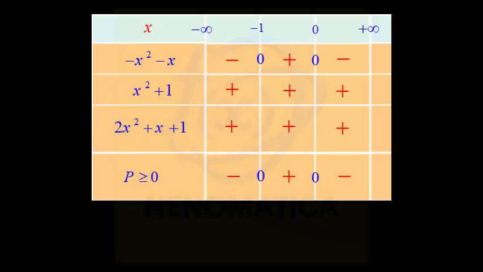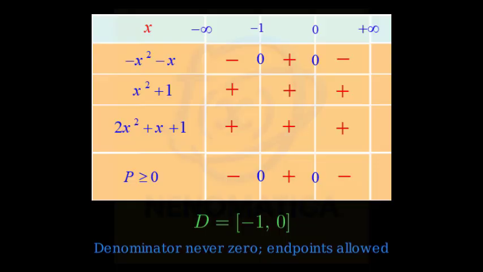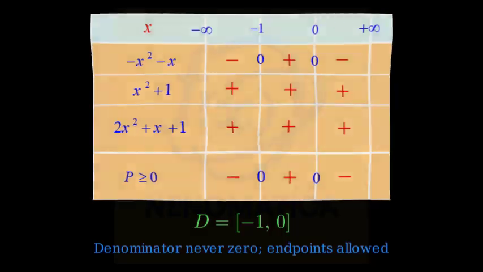Because our inequality is greater than or equal to 0, we take the interval from negative 1 to 0, including the endpoints. Therefore, the solution set is the closed interval from negative 1 to 0. We include both endpoints because the inequality allows equality and the denominator is never 0.